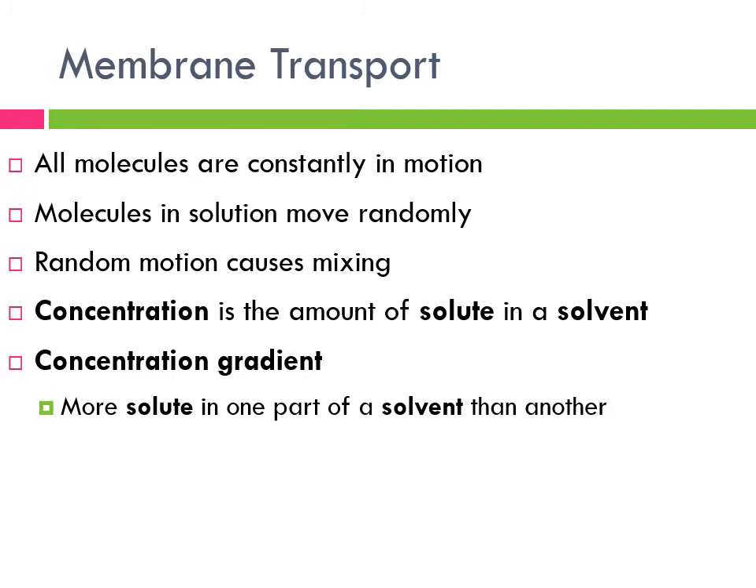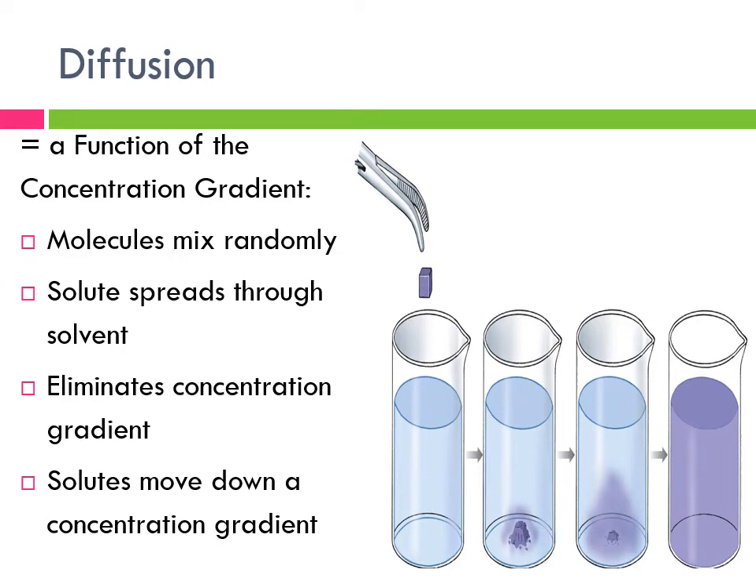Here we'll look at the next slide. So here we're going to look at diffusion. Diffusion is a function of the concentration gradient. So we're taking this solid and we're dropping it into water. So now we have a high solute concentration at the bottom of the solution or the solvent, and there are no solutes up at the top of the water. So we have a very different concentration gradient here, right? We have a lot of solutes at the bottom, no solutes at the top.